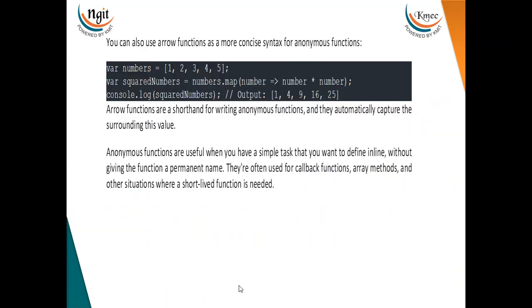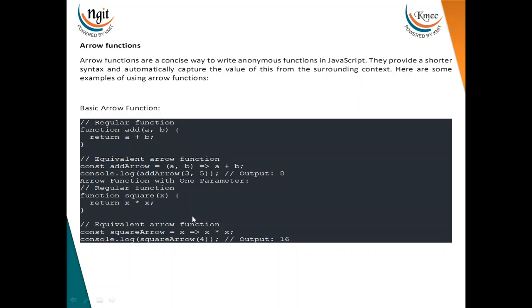You can also use arrow functions as a more concise syntax for anonymous functions. See, numbers equals this array, variable squared numbers equals numbers.map. See, the number is again a function, number times number. So it will be giving the squared numbers. So this is the arrow function. Arrow functions help us write our anonymous functions in a concise way.